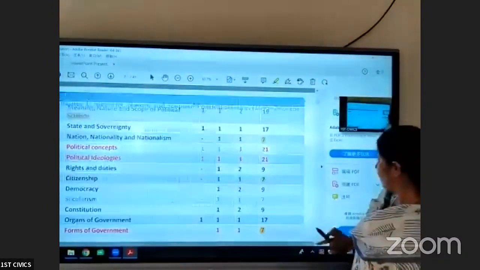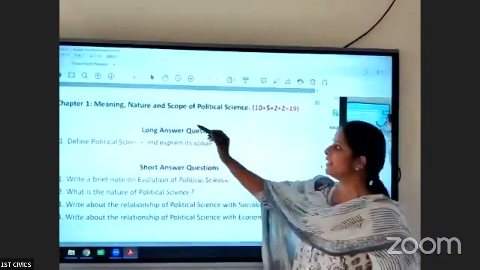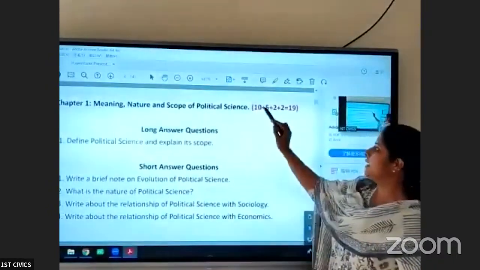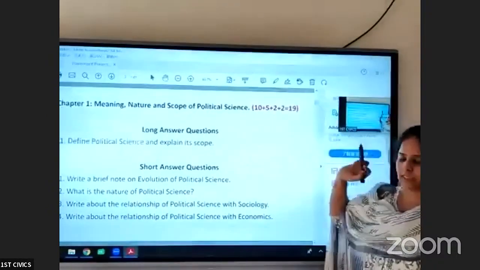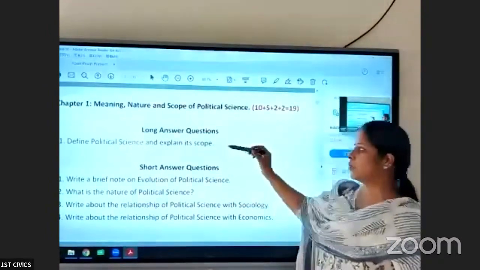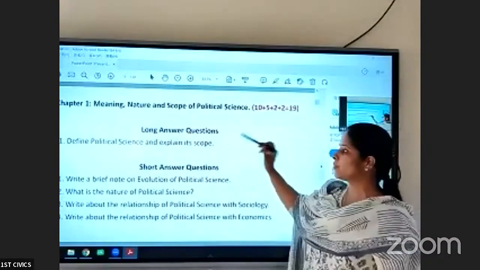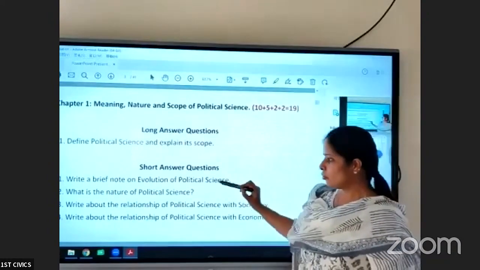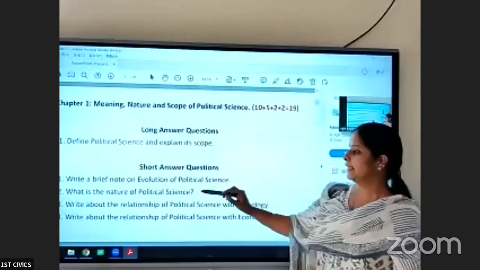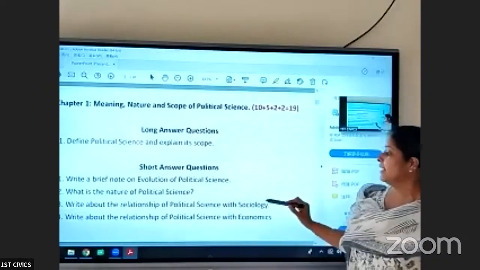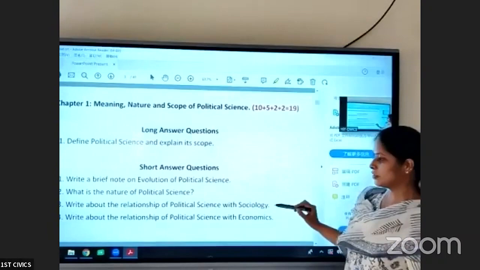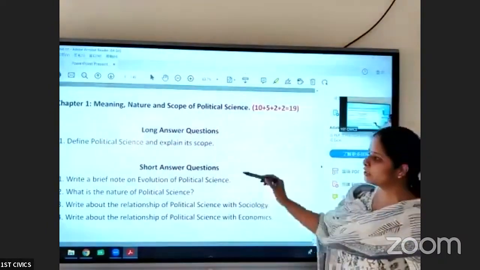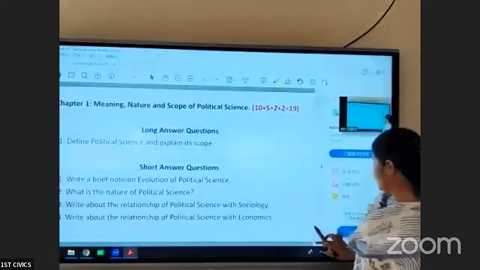So let us start with first chapter, Meaning, Nature, and Scope of Political Science. The weightage for this chapter is one LAQ, one SAQ, and 2 VSAQs. So the most important LAQ is define political science and explain its scope. Then you have short answers. Write a brief note on evolution of political science. Write a note on nature of political science, relationship between political science and sociology, and relationship between political science and economics. You can expect one question out of these 4 questions.